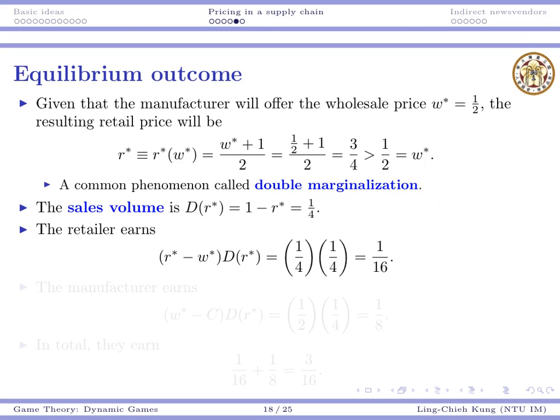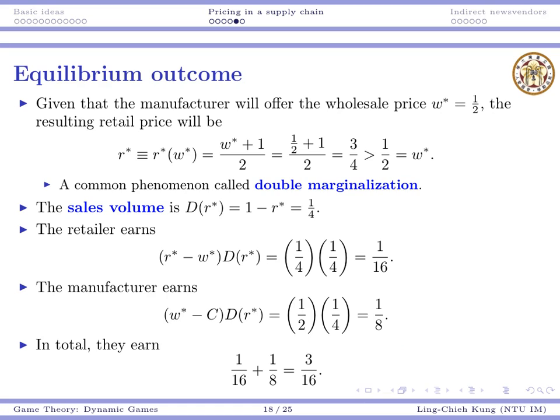Anyway, let's continue. So now we have the retail price. The sales volume, or the sales quantity, or the demand will be 1 over 4 because it's 1 minus R star. And then the retailer will earn 1 over 16. The manufacturer will earn 1 over 8. Together, they will earn 3 over 16.